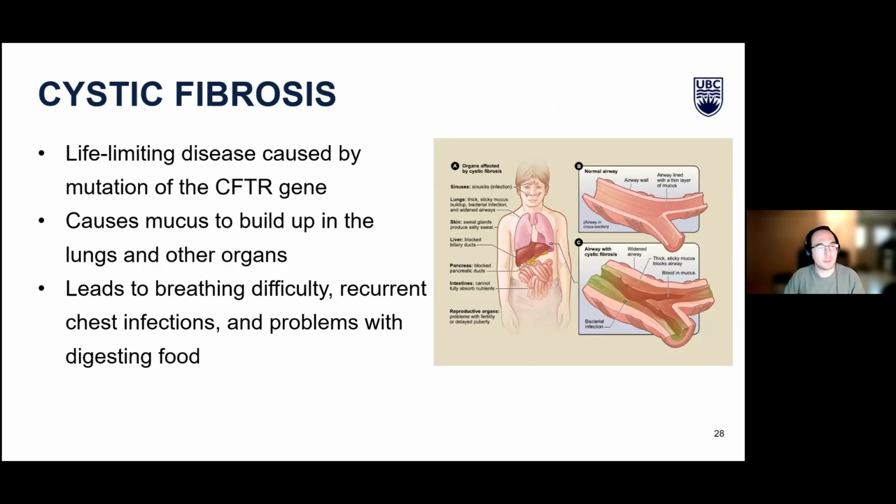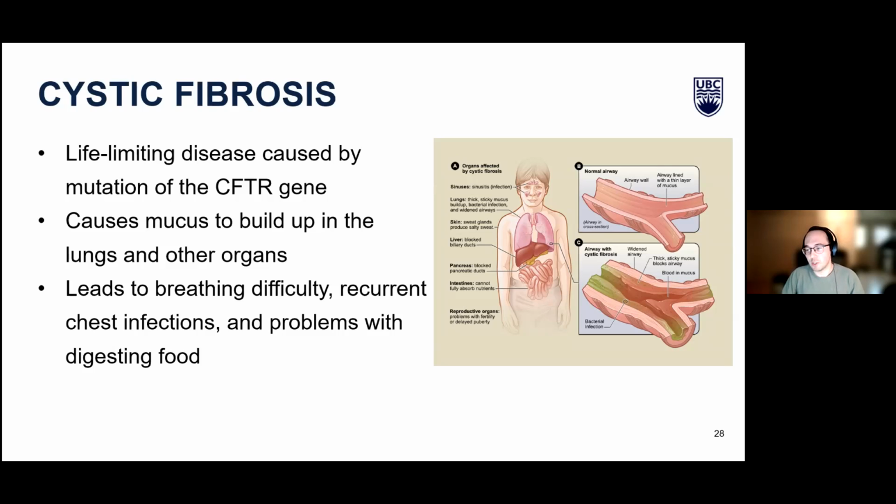All right, so cystic fibrosis. This is the last category as part of the newborn screening. Cystic fibrosis, I'm sure many of you have heard of it. It's a life-limiting disease, and it's caused by one specific gene called the CFTR gene. There's a mutation within that gene that is causing cystic fibrosis. And this causes various things, the main one being mucus buildup in the lungs and other organs.